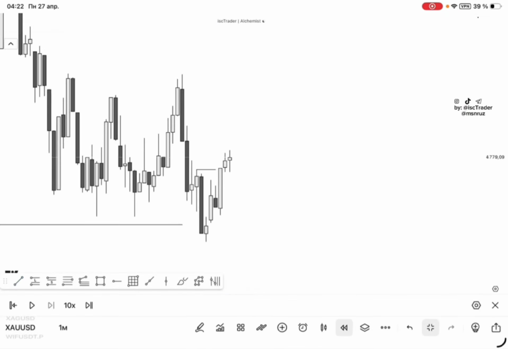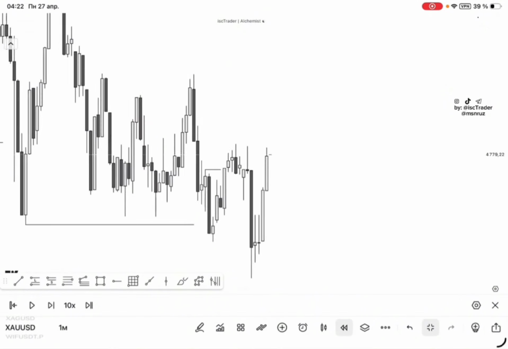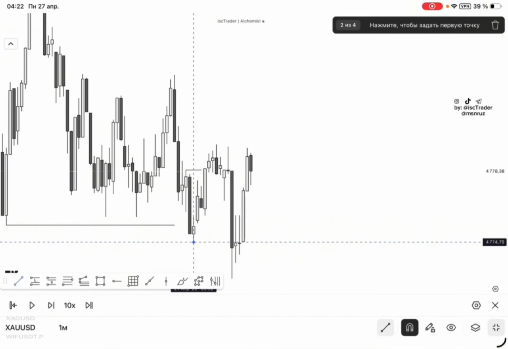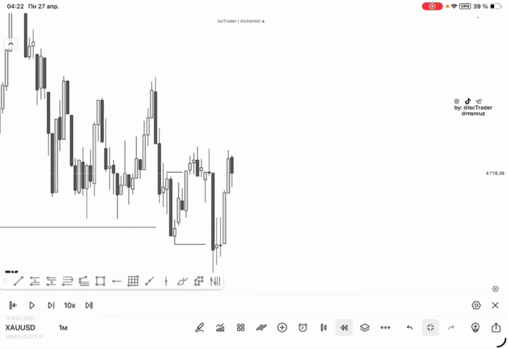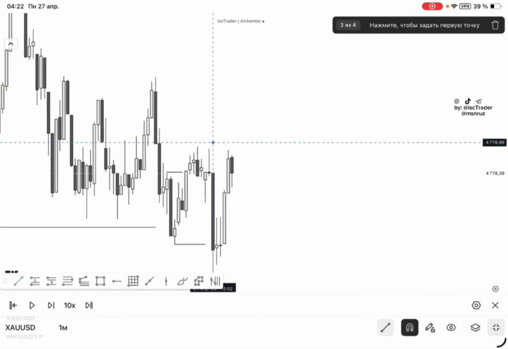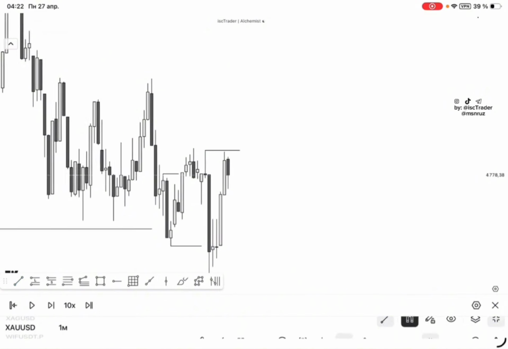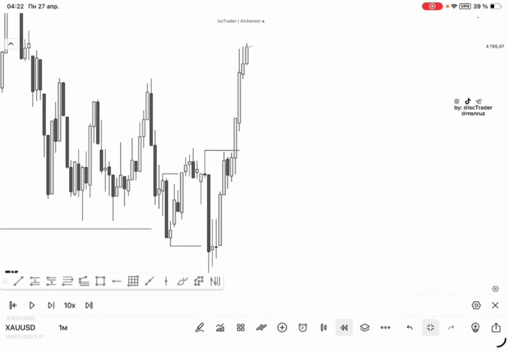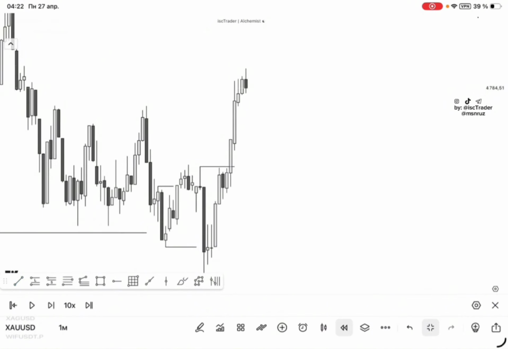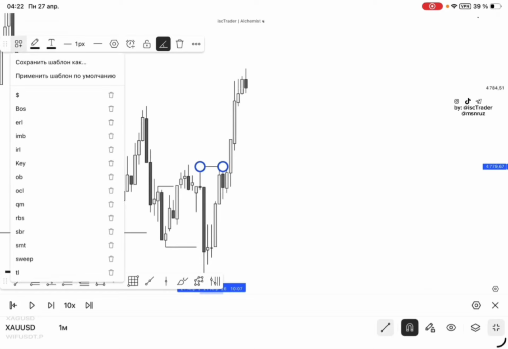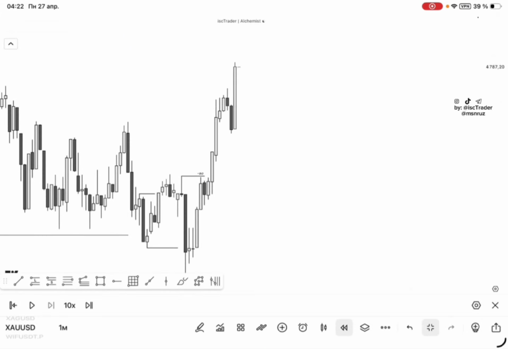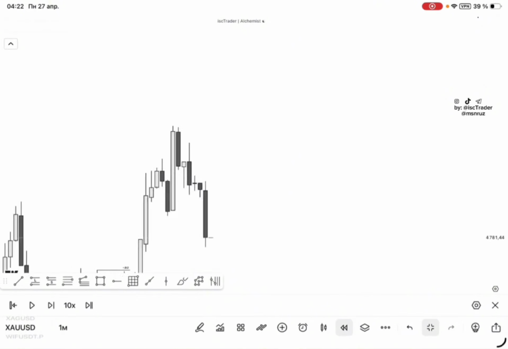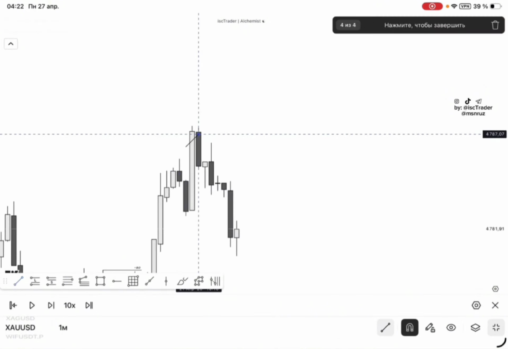First breakout. Oh, once again, no confirmation. Okay, first breakout. Second breakout.